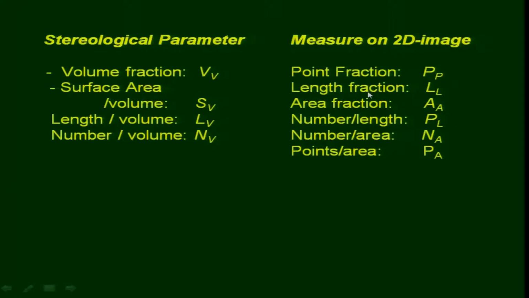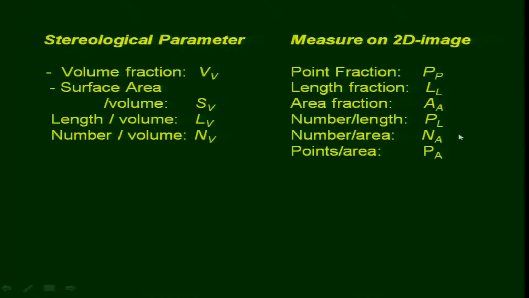Similarly, there could be a length fraction with a line probe, there could be an area fraction with a plane probe, it could be number per unit length, which I call P sub L, number per unit area, which is N sub A, points per unit area, which is P sub A. All of these things will become clearer in the next few slides.